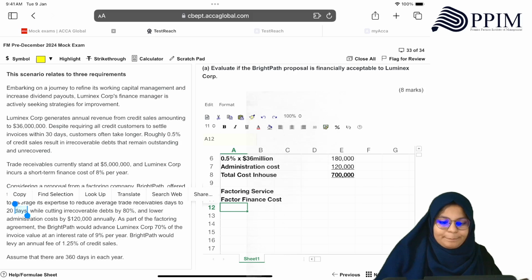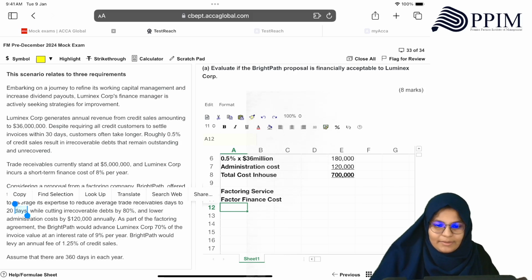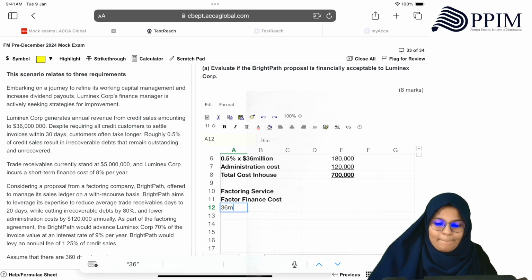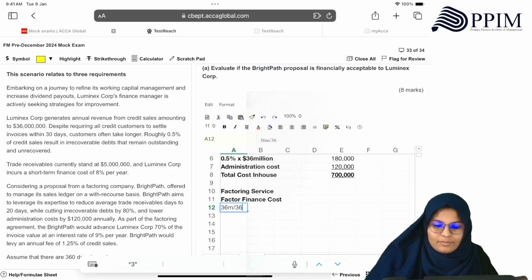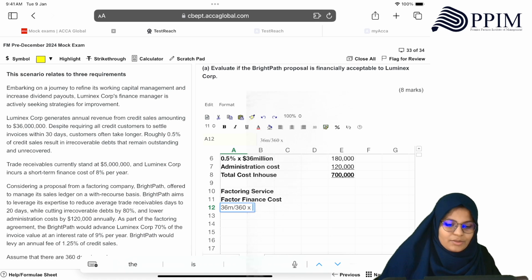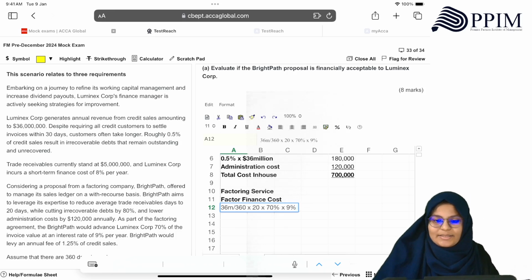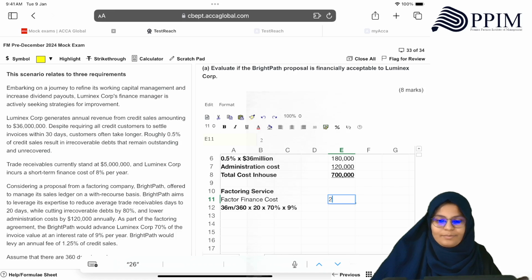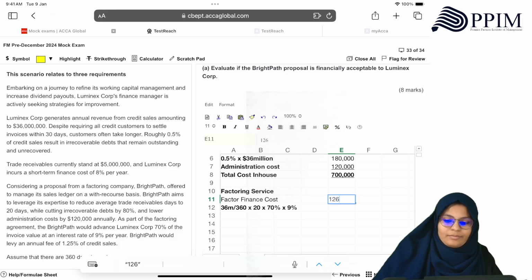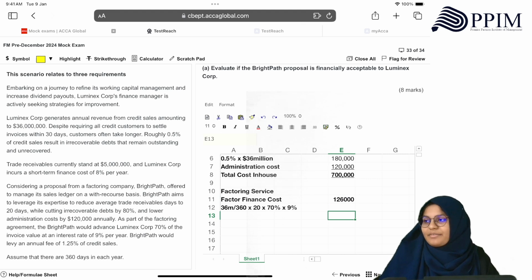So that will be 36 million divided by 360 into 20 days, that will give me the 2 million. Of that I am going to get 70%. And on that 70% I need to pay 9% interest. So the finance that I will end up having to pay is 126,000. Okay, that's the factor finance cost.